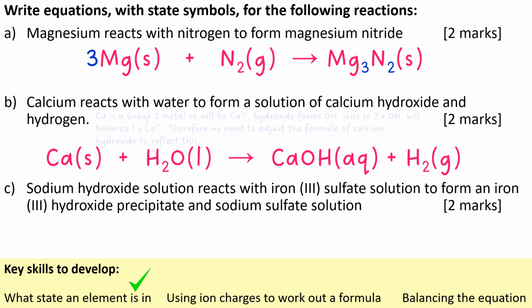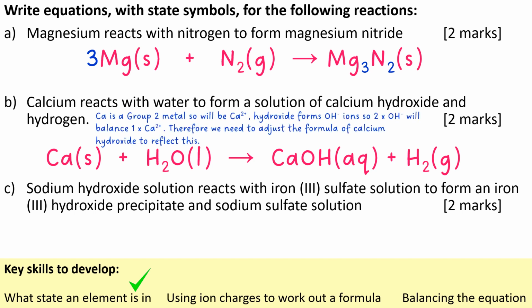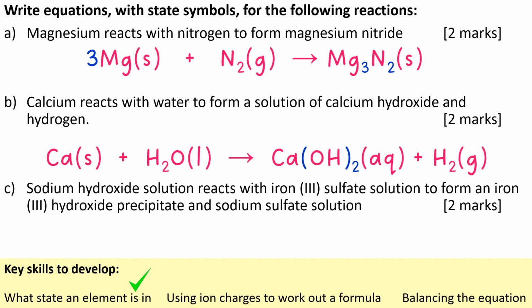So we need to look at calcium hydroxide. Calcium is a group 2 metal, just like magnesium, so it too will be 2+. The hydroxide ion is 1-. That's a piece of knowledge that you need to learn. So 2 of them will therefore balance 1 calcium 2+. So the formula of calcium hydroxide has to be adjusted to reflect this, remembering that the balancing of the charges is crucial. So Ca(OH)2 is what we now put.